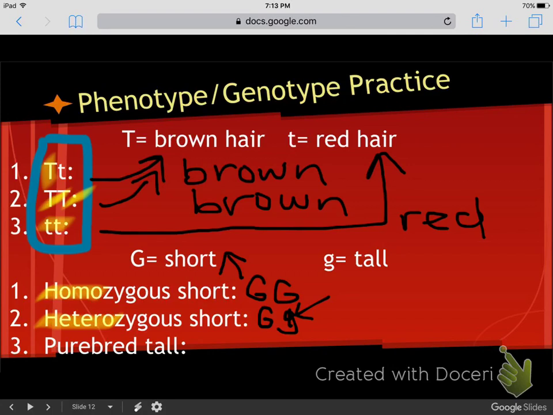Okay. The next or the last example says purebred tall. Purebred meaning the same. It is pure. It has two of the same letter combinations. And tall is represented by little g. So purebred is two of the same little g's. Okay? So that is your genotype for that example.